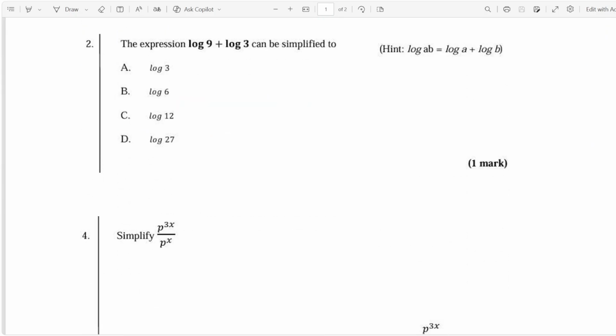Okay, next question, question 2. The expression log 9 plus log 3 is equal to what? Now, they have given you the hint here. In some cases they don't give you the hint, but in this case they have given you the hint. Let's try and solve it.